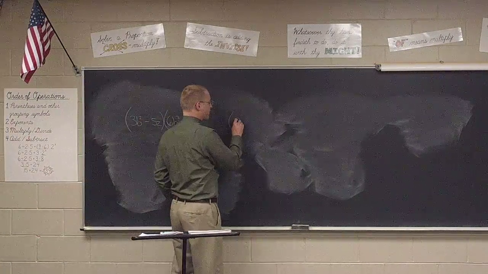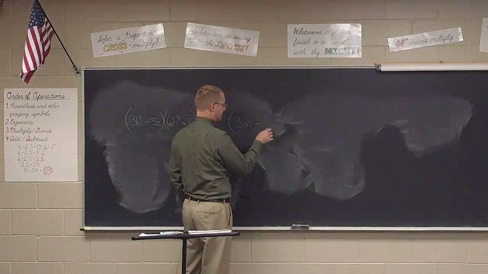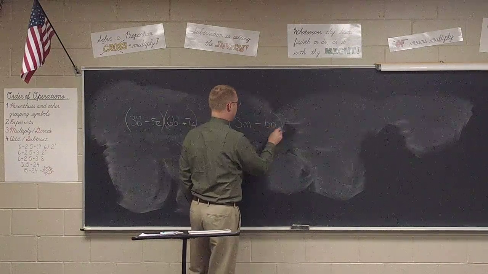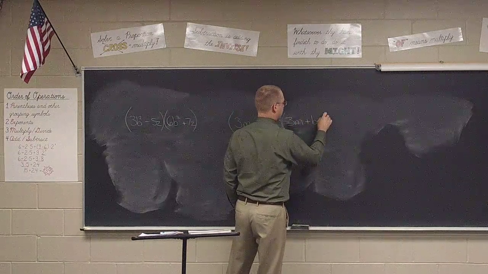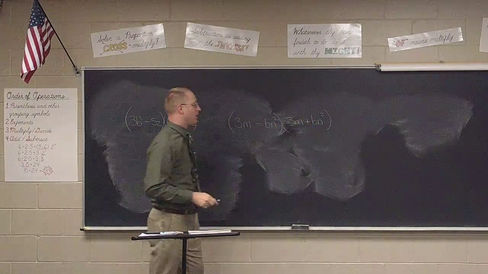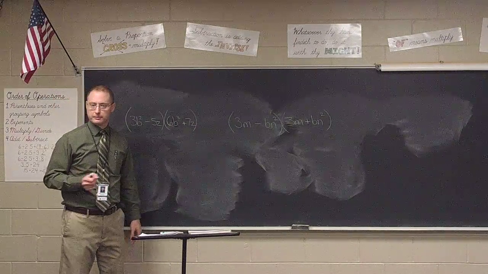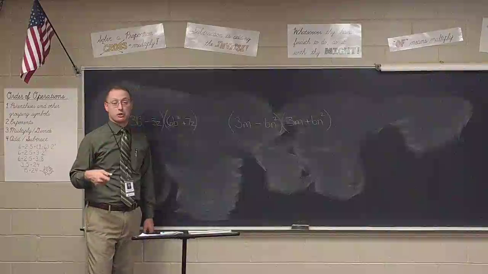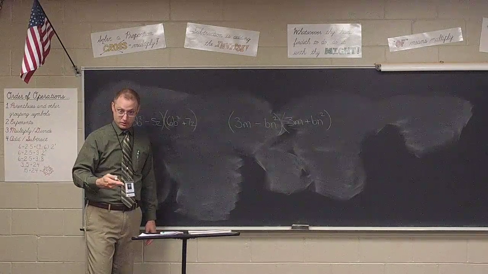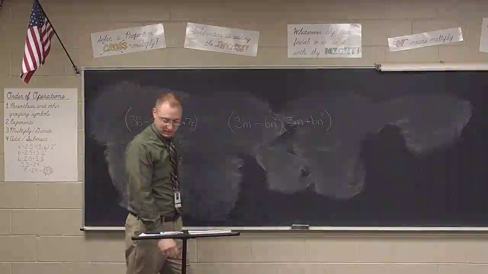What if I had something like a 3m minus bn and a 3m plus bn? Maybe we might get a bn squared just for fun. What about something like this? What would we need to do, class? It's a sum and difference, so we're going to square the first, square the last, put a minus sign between them.